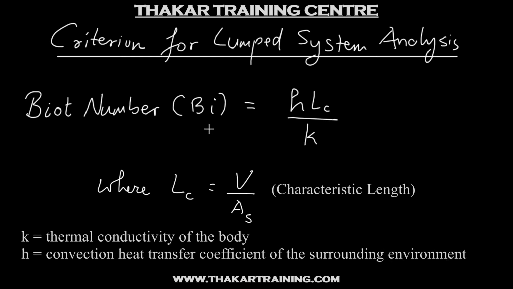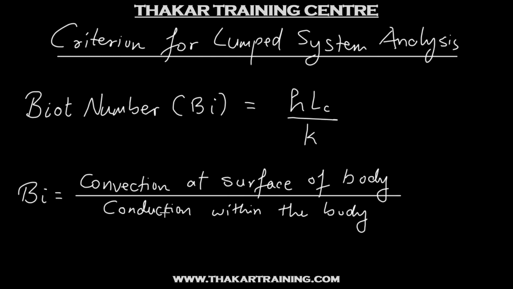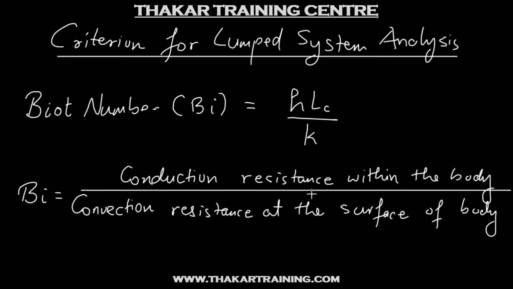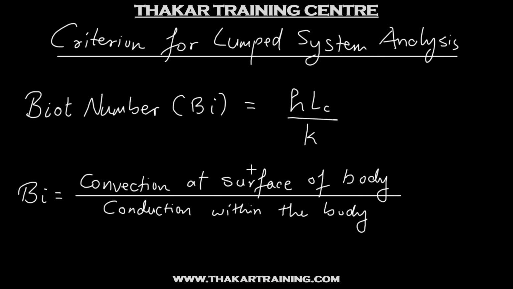Now, there are different ways of looking at this Biot number definition. One is, the Biot number is the ratio of convection at the surface of the body to the conduction within the body. The other way to look at the Biot number is the ratio of conduction resistance within the body to convection resistance at the surface of the body.